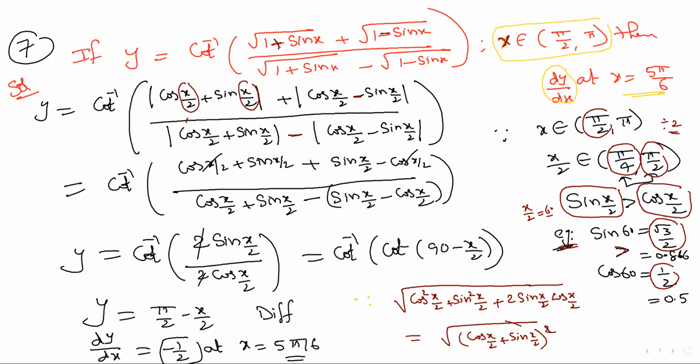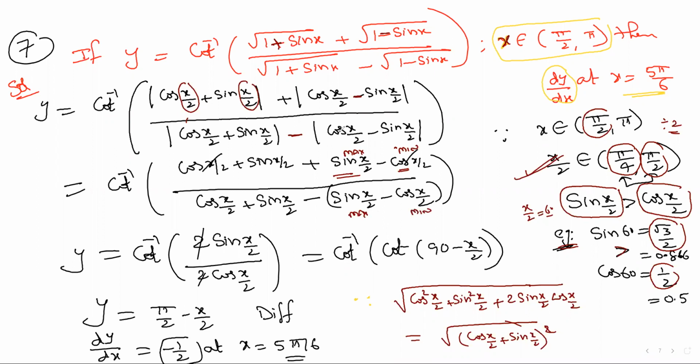That's why we should write cos x by 2 minus sin x by 2, right? Sin x by 2 minus cos x by 2. This is a positive value, this is a negative value. Sin x by 2 is the maximum value, and cos x by 2 is the minimum value in the pi by 4 to pi by 2 interval. So the denominator also, right, is maximum value minus minimum value.